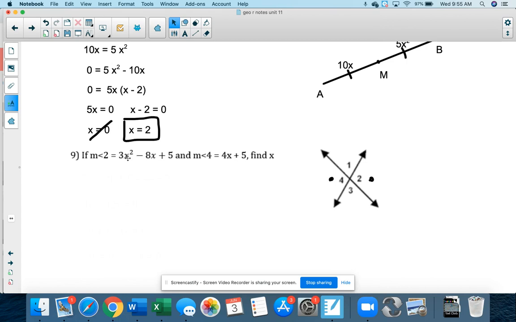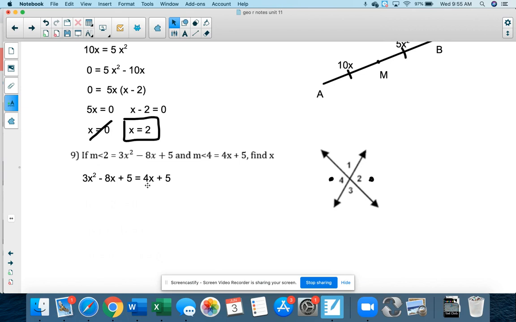So I'm going to take the 3x squared minus 8x plus 5, and I'm going to set it equal to 4x plus 5. All right, these are vertical angles. Vertical angles are equal, so you set them equal to each other. So now that I have the equation, I'm just looking back at my steps at the top of the page. I want to have everything on one side. I want to set it equal to 0.